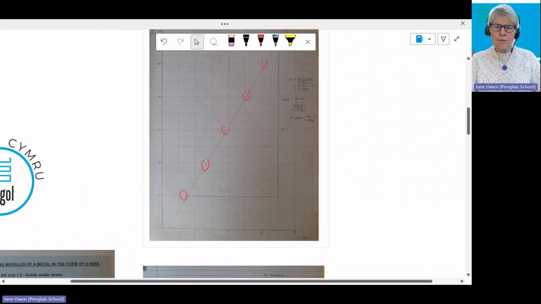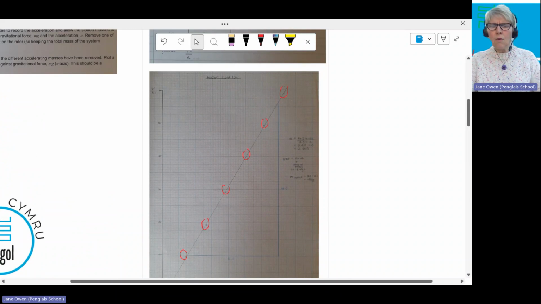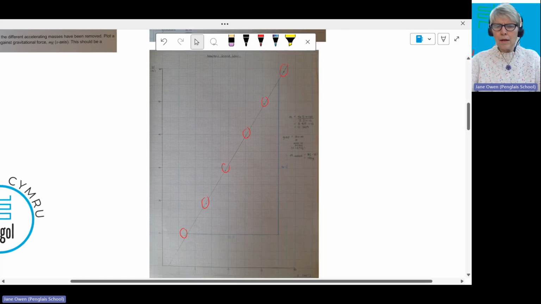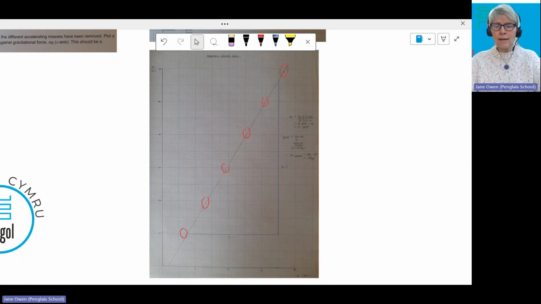They've put their units in, and they've used the whole graph grid available. So the scoring marks for the graph there will be high. Now, don't forget, you do get tested on practical technique in your theory papers.